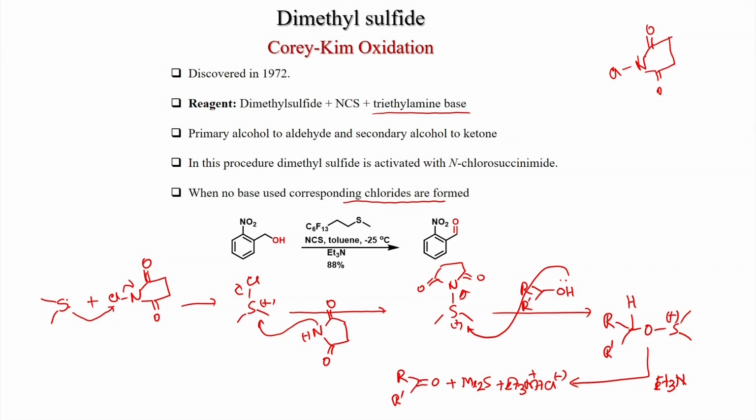So, if we do not use the base here, then what will happen? This chloride ion is present here. This chloride ion can react here and generate the chloro derivative.